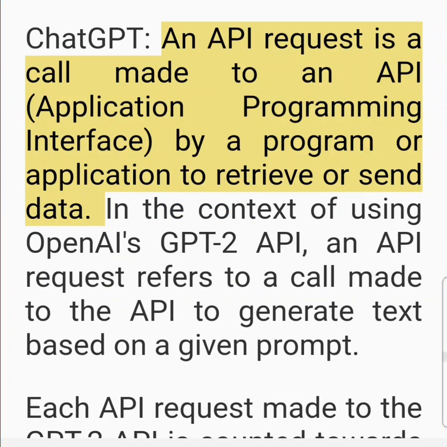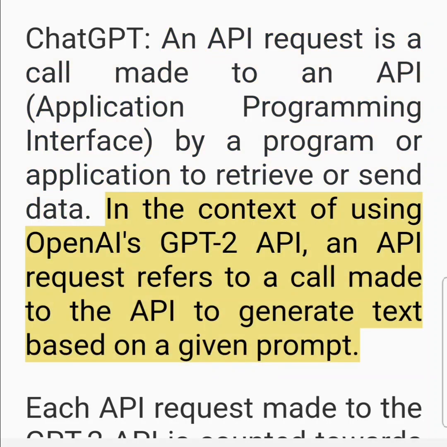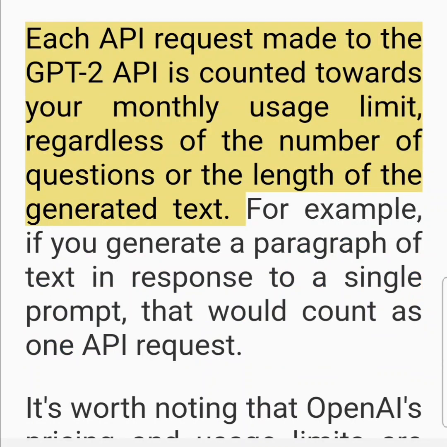ChatGPT. An API request is a call made to an API, application programming interface, by a program or application to retrieve or send data. In the context of using OpenAI's GPT-2 API, an API request refers to a call made to the API to generate text based on a given prompt. Each API request made to the GPT-2 API is counted towards your monthly usage limit, regardless of the number of questions or the length of the generated text.